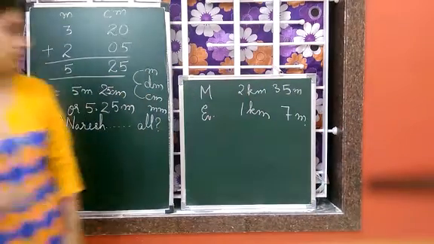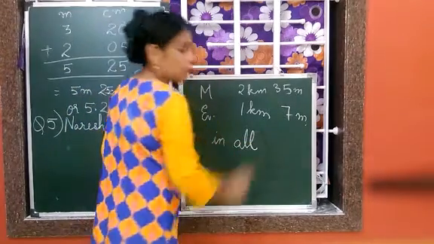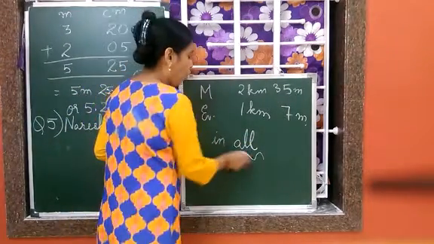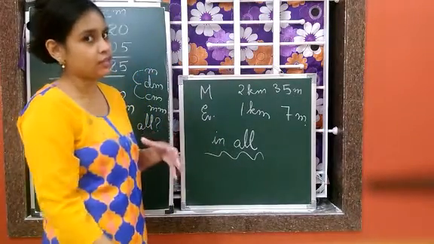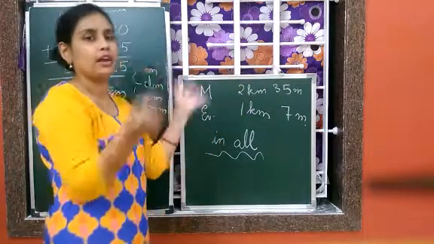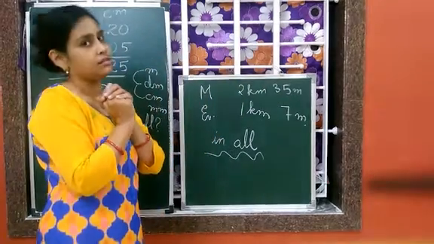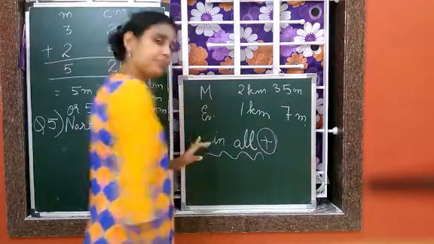Now what is the clue word here? What is in all? In all means overall. Overall, how much is he walking? Overall means altogether. Altogether means bringing them together. And bringing them together means again total. That means we are going to add.